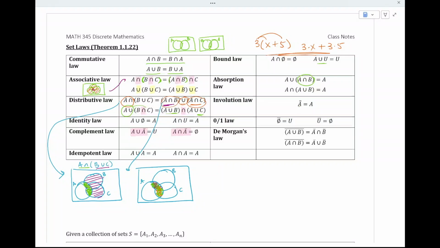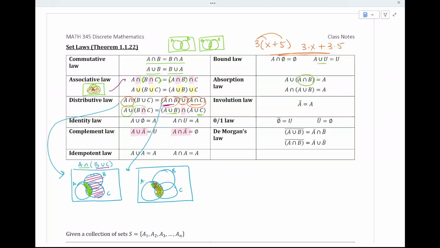Involution law, the double complement, A complement complement is A. So A complement is everything that's not in A, and then the complement of that, you're back to just A. The 0-1 law, the complement of the empty set is the universe, and the complement of the universe is the empty set.